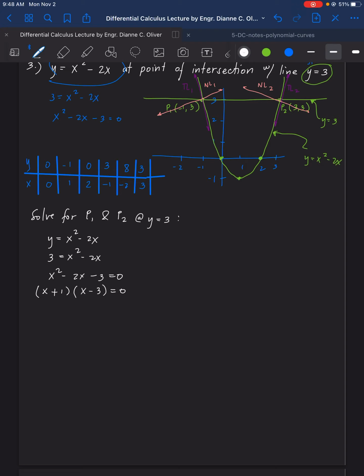Therefore, the roots here are x equals negative 1 and x equals 3. Therefore, P1 becomes negative 1, 3, and P2 is 3, 3. So, still, the points that we determine from the sketch are the same.